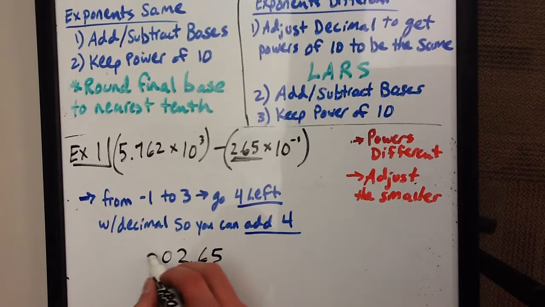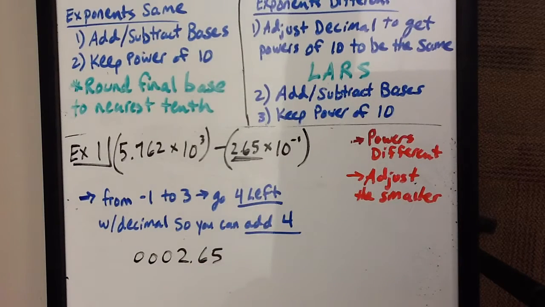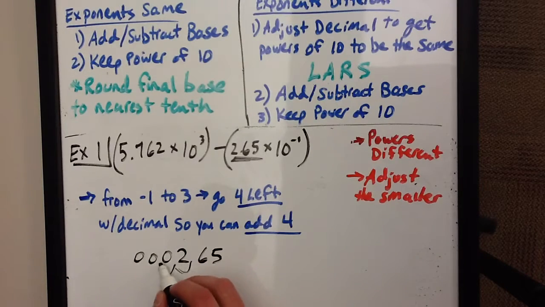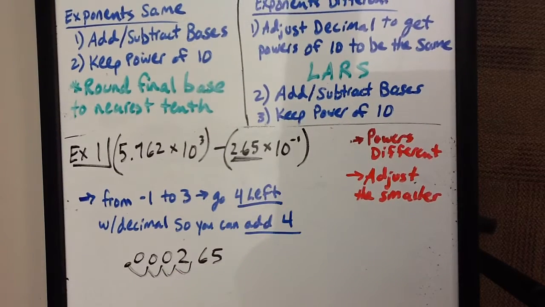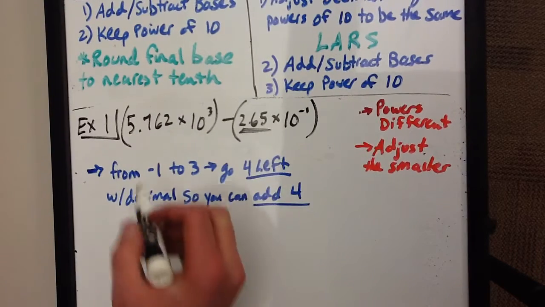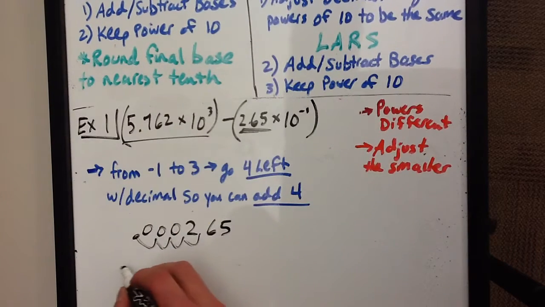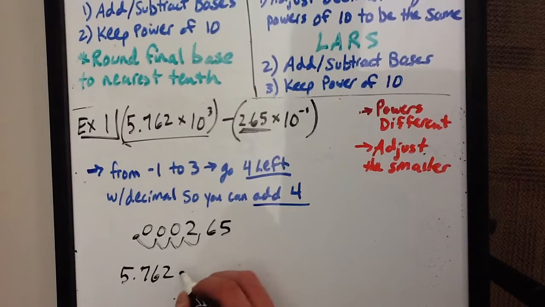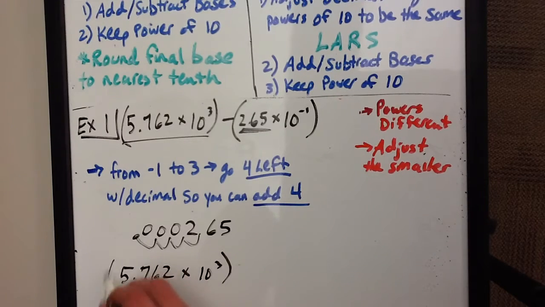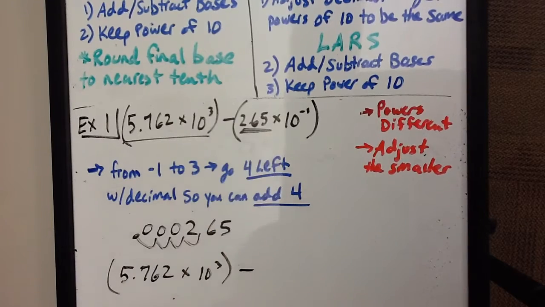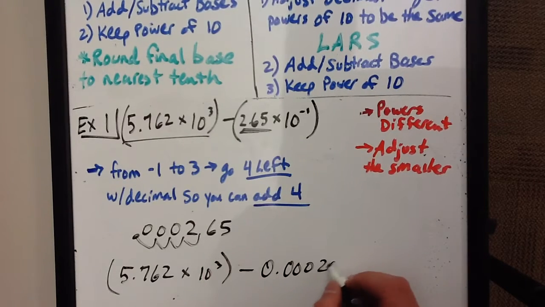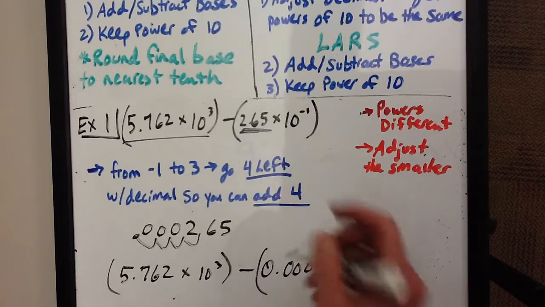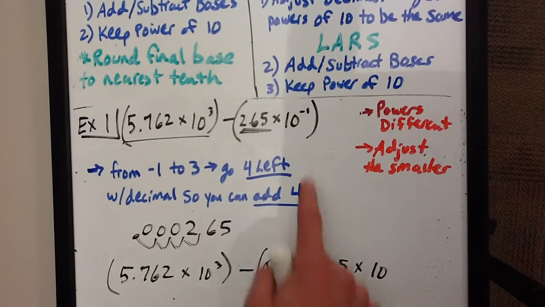So let's add some placeholder zeros right here. That way I can see myself moving the decimal. I'm going to go 1, 2, 3, 4 places to the left, and there is my new decimal. Okay, so let's rewrite this problem so that we can see what we have now. This number right here has stayed exactly the same, so I'm just going to rewrite it: 5.762 times 10 to the third power. Subtract. It's no longer 2.65. I moved the decimal, so this is my number now. That's my base number, 0.000265. That's the base number, and then my exponent is times 10, not negative 1 anymore.